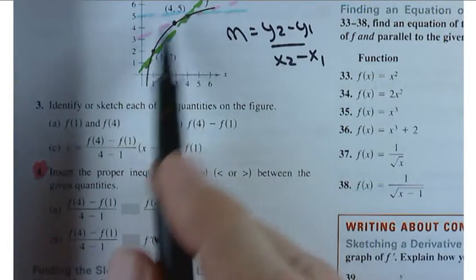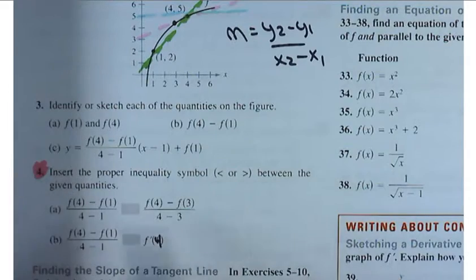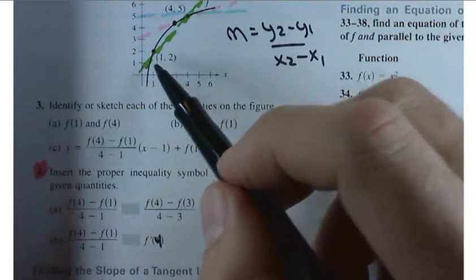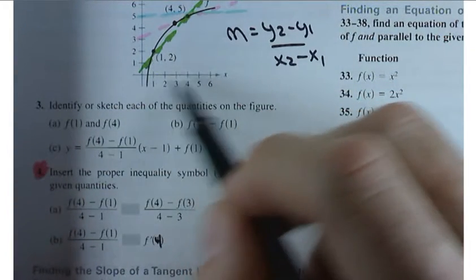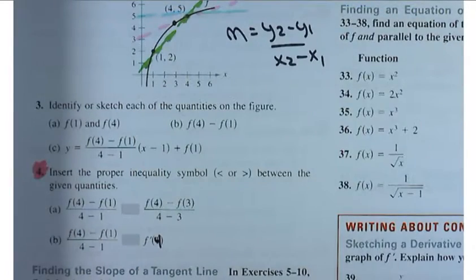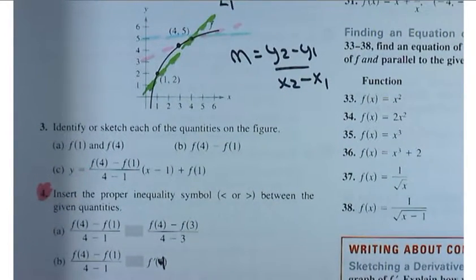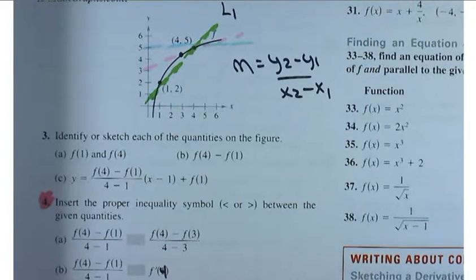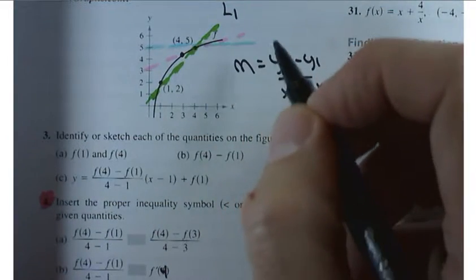f of 4 minus f of 1, that's going to be your numerator, divided by the distance between those 2 points, 4 minus 1. That gives you the average slope of a line, which is right here. I'll call this line L1. So that's in green here for us.